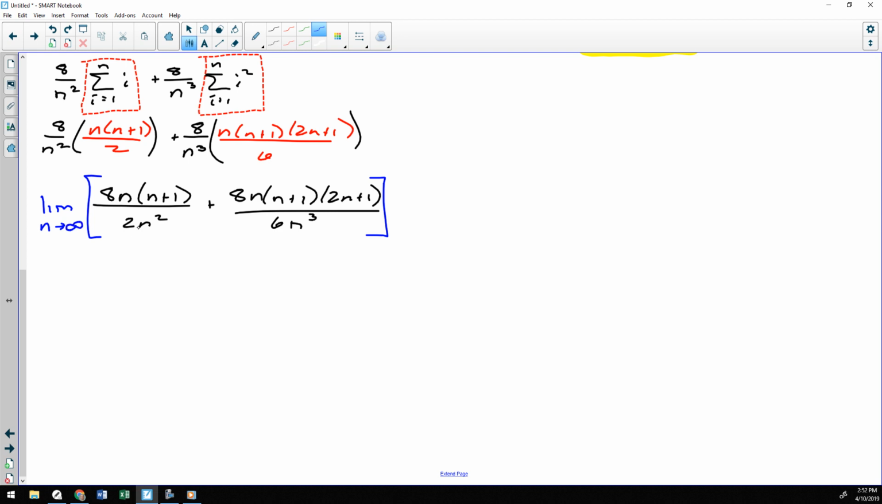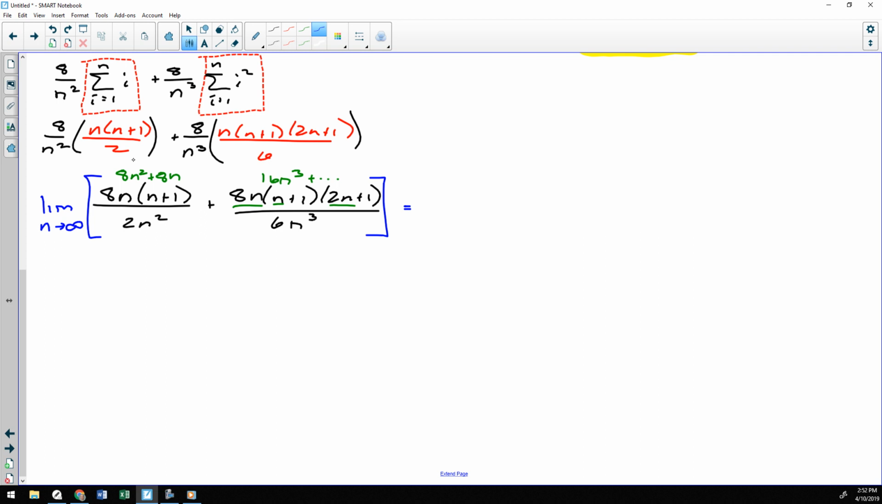And as I said before, you should have a situation where your top degree is equal to the bottom degree, and if you expand my numerators, 8n times n plus 1 would give me 8n squared plus 8n. 8n times n plus 1 times 2n plus 1, we only care about the high power term, which would be 8n times n times 2n is 16n cubed. And if I continue to expand that, I'd have a bunch of other stuff that doesn't matter because I see the high power term and the degrees are equal.